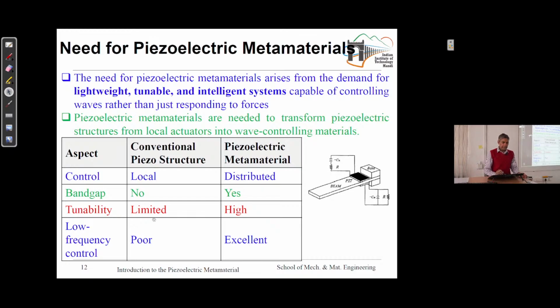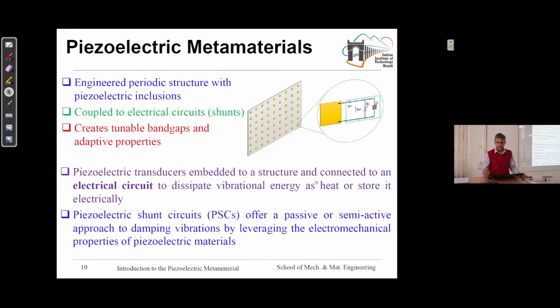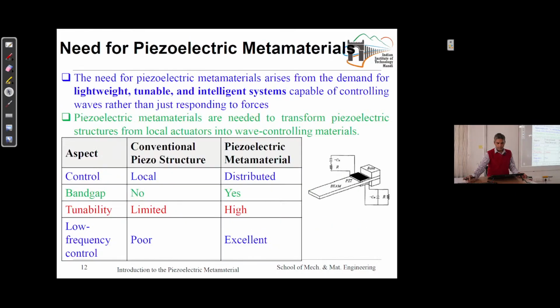So you can see again the difference. We have the conventional or traditional piezoelectric structure and the metamaterial piezoelectric structure, but we have the control. In the local case, we have distributed, so you can see this figure. This figure is the so-called conventional piezoelectric structure, and this is now based on the metamaterial. So we have a band gap here, there is no band gap there. That is, we cannot remove a range of frequency, but here, tunability is limited. We can have high and low frequency control, and excellent. So you can see here.